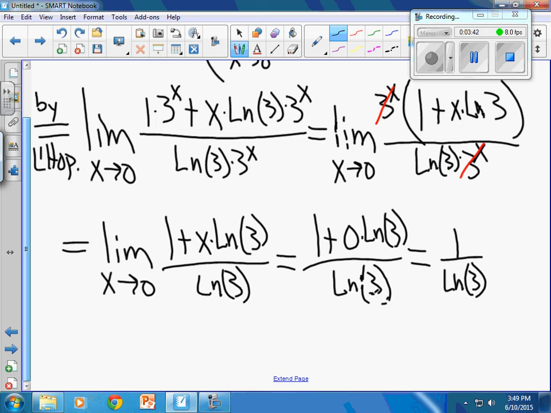So here we've used a couple of different techniques. One is we have used L'Hopital's rule because we had an indeterminate form, 0 over 0, initially. Then we factored and canceled to finish off the problem so that we could actually find that our limit is 1 divided by the natural log of 3.